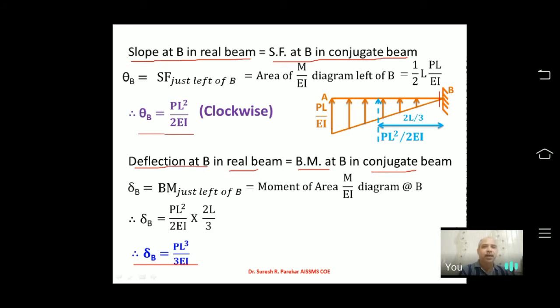So this is the first problem. Now we will switch over to the second problem. You can see this delta B is in the downward direction. Now we can go to the next. So that is the second problem.